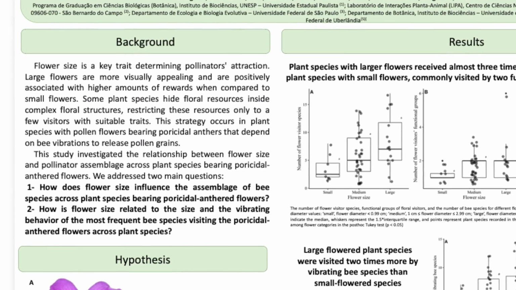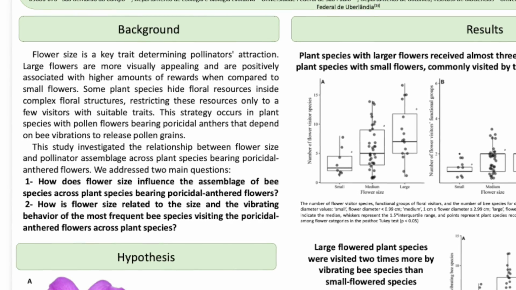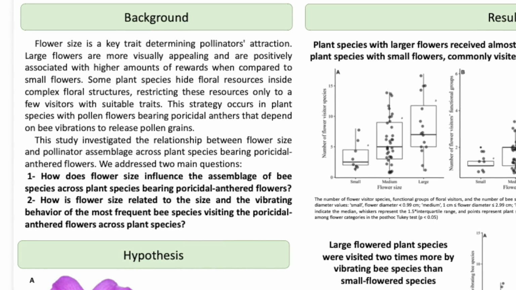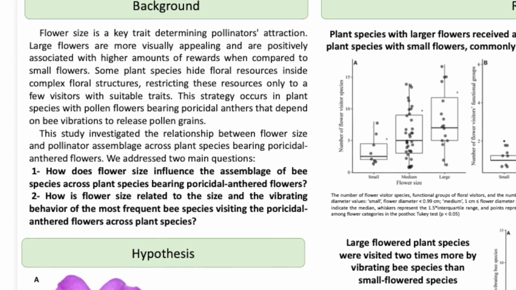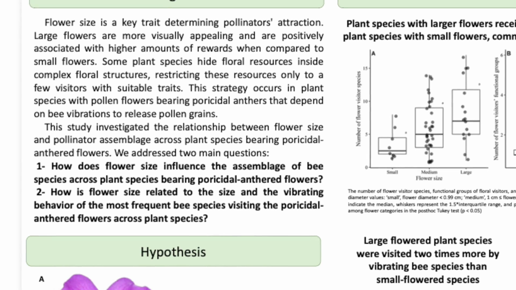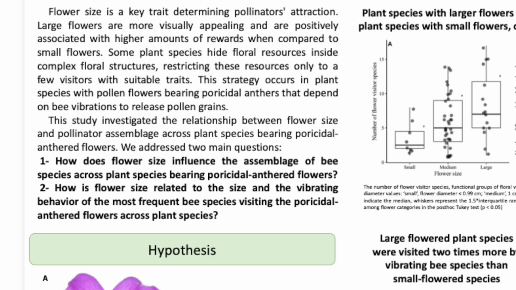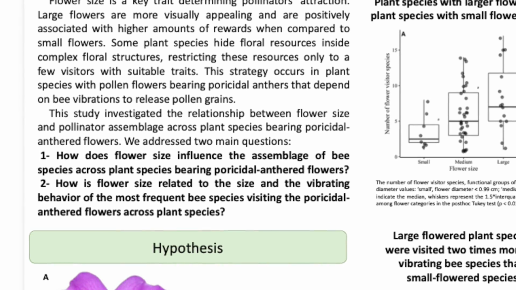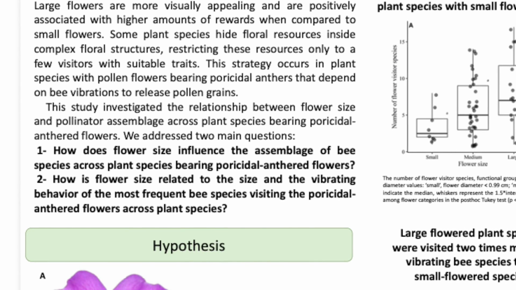This study investigated the relationship between flower size and pollinator assemblage across plant species bearing poricidal anthered flowers, addressing two main questions. How does flower size influence the assemblage of bee species across plant species bearing poricidal anthered flowers? And how is flower size related to the size and vibrating behavior of the most frequent bee species visiting the poricidal anthered flowers across plant species?